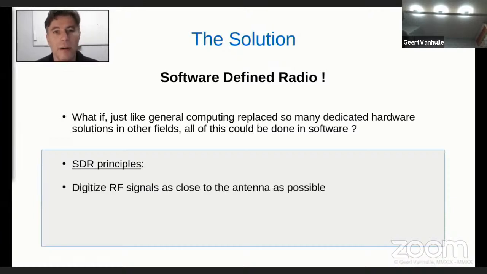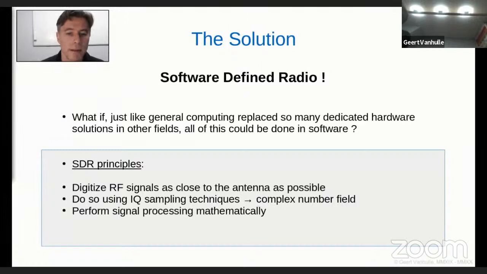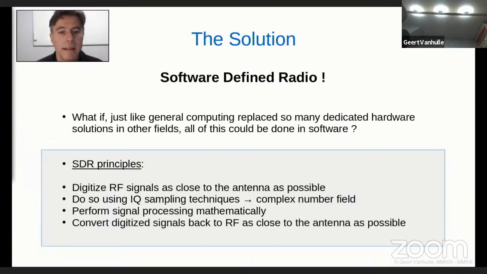The principles are that we digitize the RF signal as close to the antenna as possible. We do so using IQ sampling techniques, so we arrive in the complex number field. We perform the signal processing on a mathematical level, and then we convert the signal back as late as possible, so that all we need is an RF stage on the output. So these are the main SDR principles.